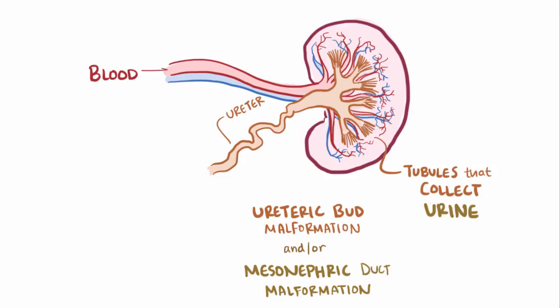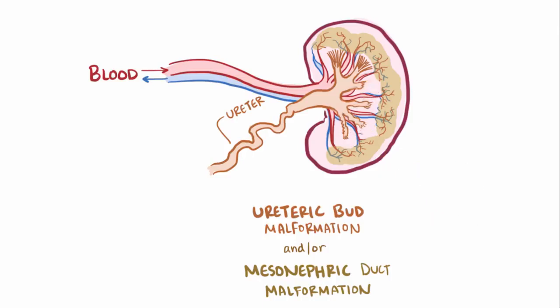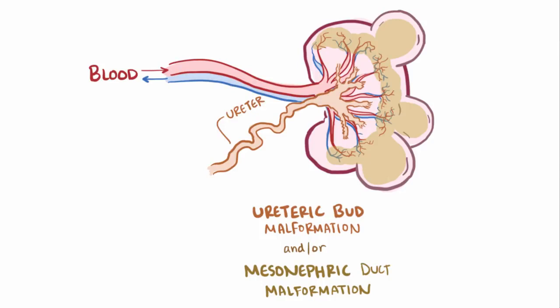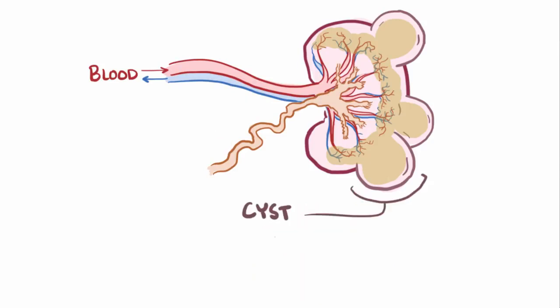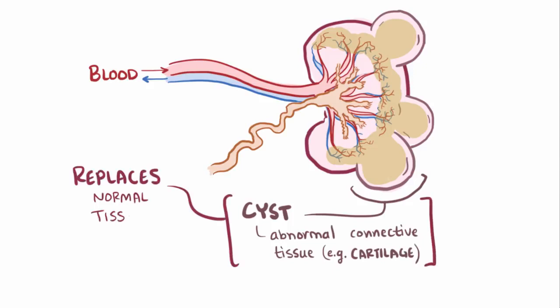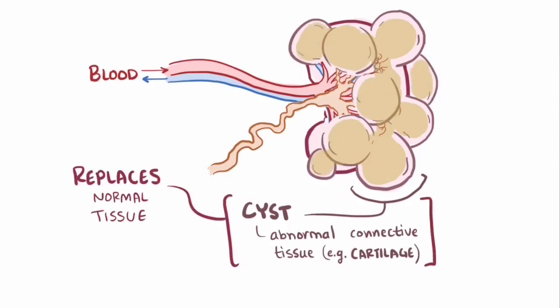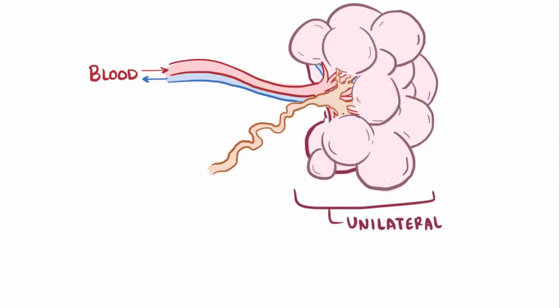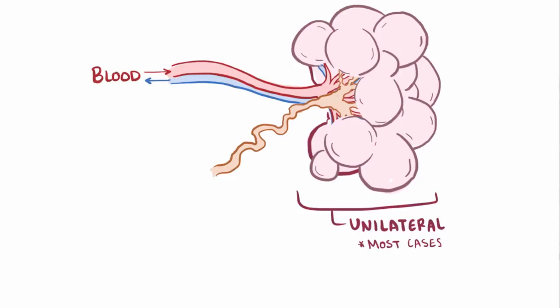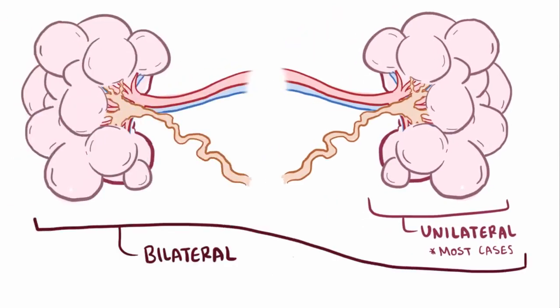So as blood starts coming in to be filtered, and urine starts getting produced, a failure to properly develop into these urine collecting tubules means that the urine has nowhere to go, and so it builds up in the kidneys and forms these fluid filled cysts that are composed of abnormal connective tissue, especially cartilage, that actually replaces normal kidney tissue and decreases the kidney's ability to function. Most cases are actually unilateral, meaning they affect only one kidney, although sometimes it might be bilateral, where both are affected.